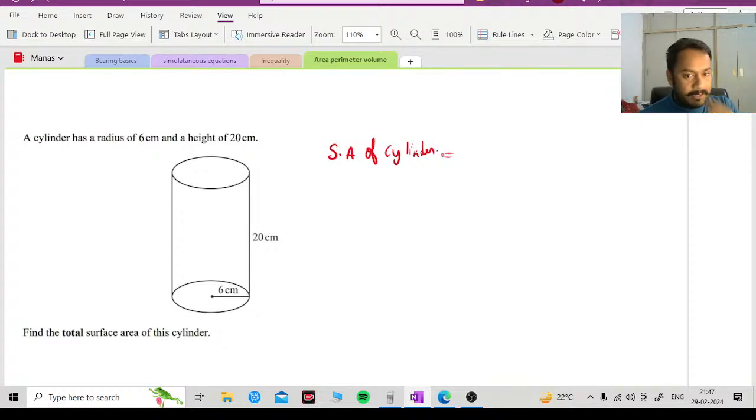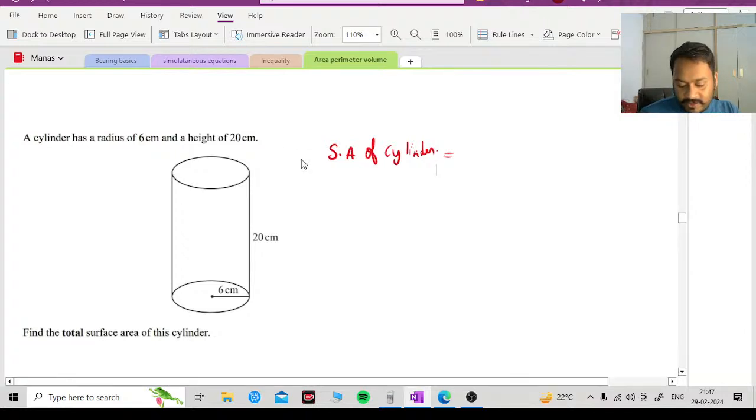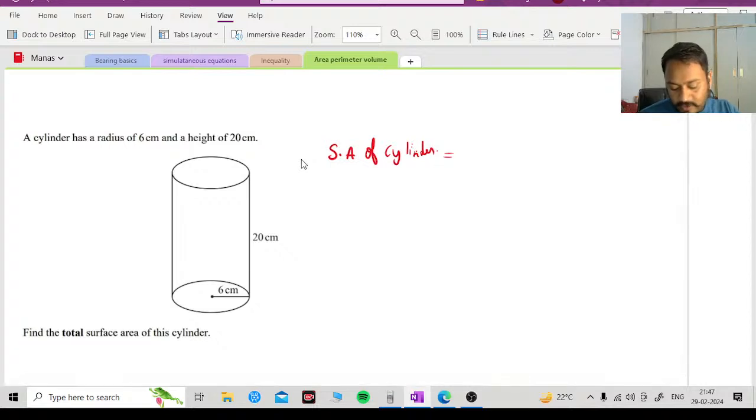So surface area of the cylinder is basically... I'm waiting for this, give it a try. Surface area of the cylinder. Okay, so give it a try. Surface area of cylinder.